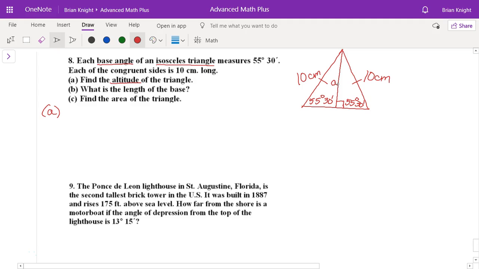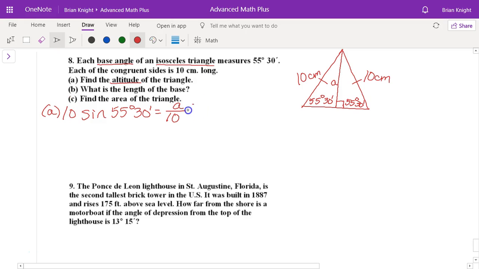So we have this angle. A is what to that angle? Opposite, and 10 is the hypotenuse. So what uses opposite and hypotenuse? Which trig function are we going to use? Sine. So we're going to say the sine of 55 degrees, 30 minutes is going to equal the opposite side, which is A, divided by the hypotenuse, which is 10. How do we work that? Multiply both sides by 10.